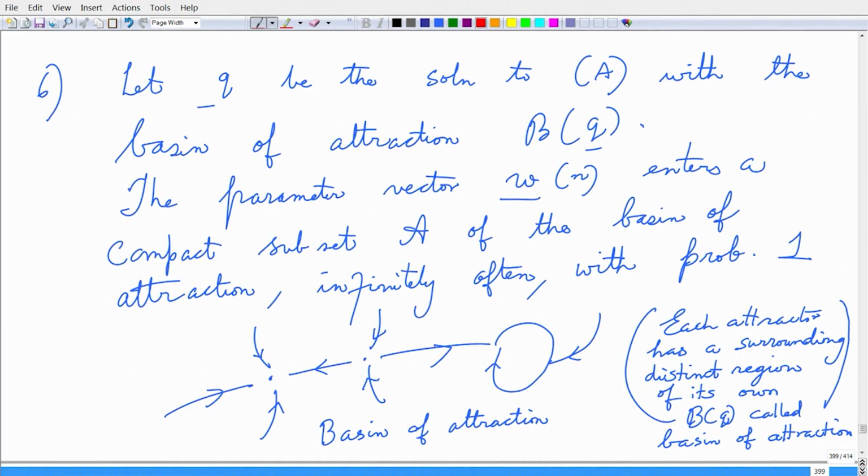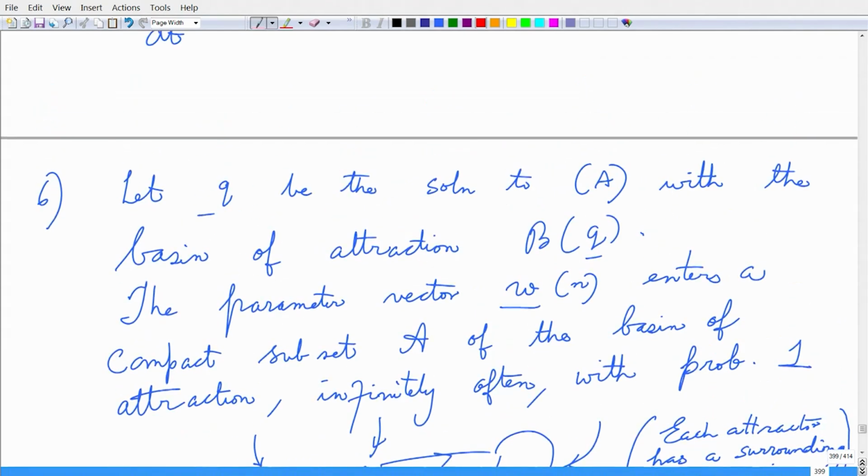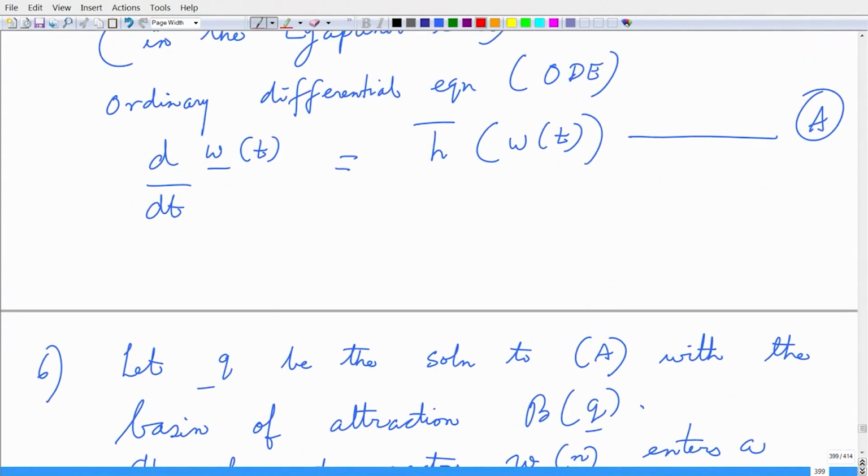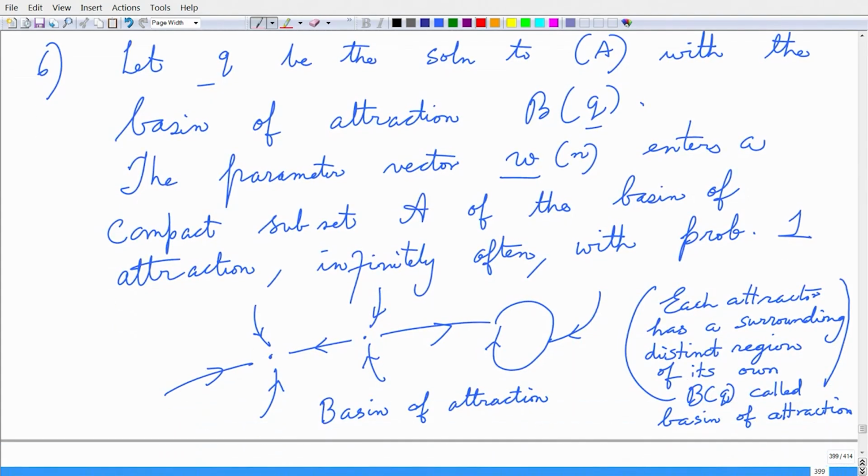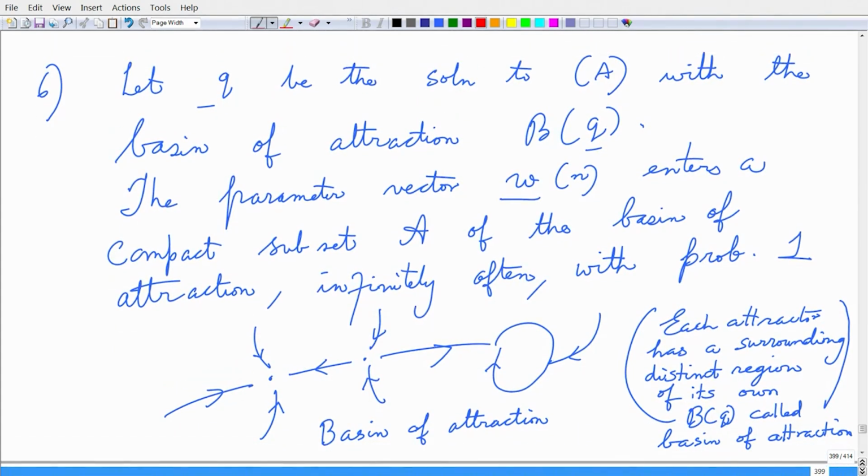Let Q be the solution to this equation A, with the basin of attraction B of Q. So, let me tell you a little bit about what this basin of attraction is. Now, if you think about a nonlinear dynamical system, it has several attractors or even repellers, right. So, you can imagine a river with many whirlpools, right.